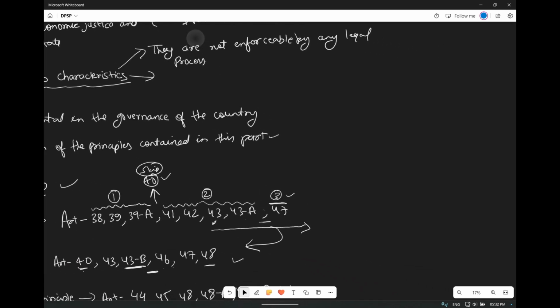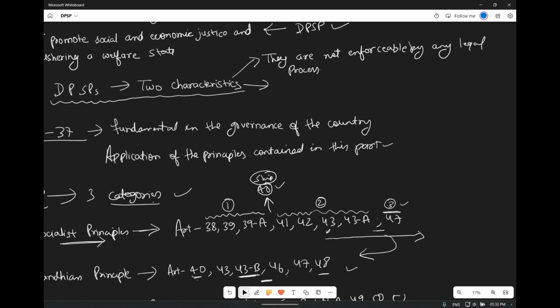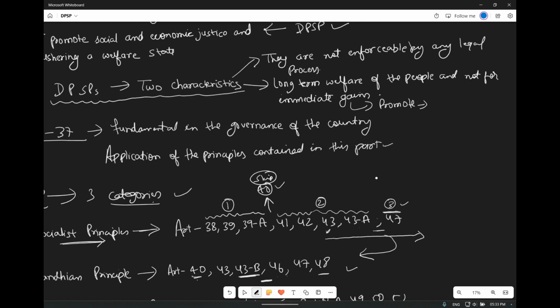The second characteristic is that they are meant for the long term welfare of the people and not for immediate gains. They actually promote social, economic and political justice. So these are the two characteristics of DPSP.